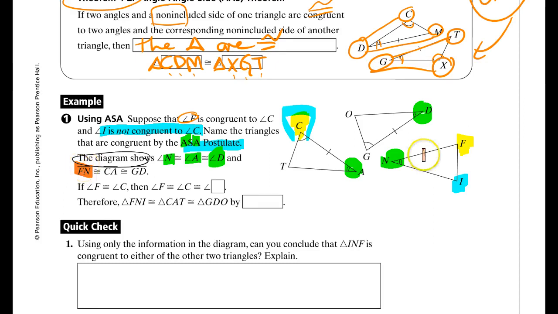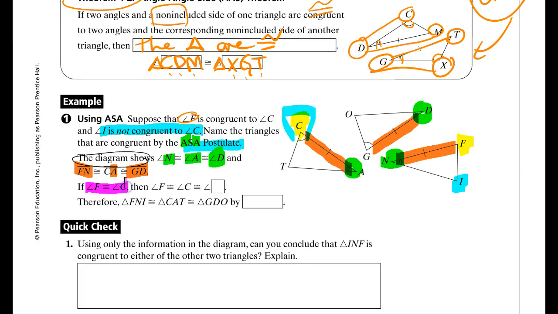FN, so that's this side, is congruent to CA. And that's also congruent to GD. Do you see a pattern here? Do you see anything that matches up with each other? Okay, so here we go, the big reveal.